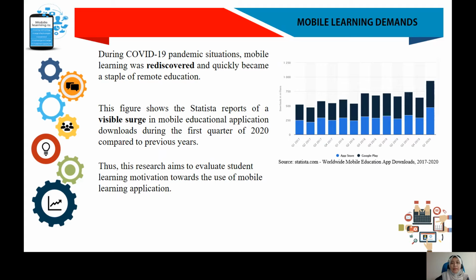For mobile learning demands, this focuses on the COVID-19 pandemic. During the COVID-19 pandemic situation, mobile learning was rediscovered and quickly became a staple of remote education. This figure shows the Statista reports of a visible surge in mobile educational application downloads during the first quarter of 2020 compared to previous years. Thus, this research aims to evaluate student learning motivation towards the use of mobile learning application.